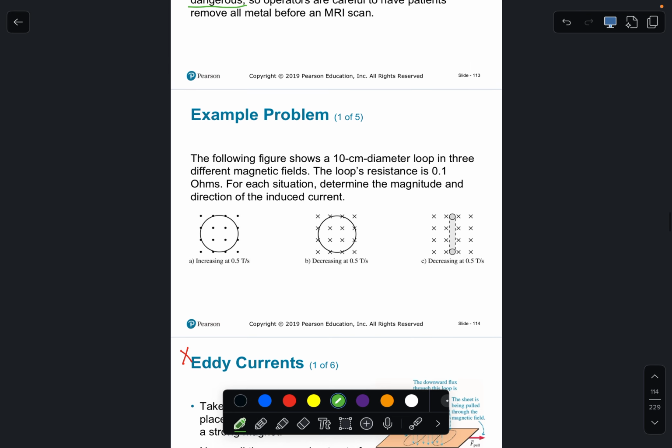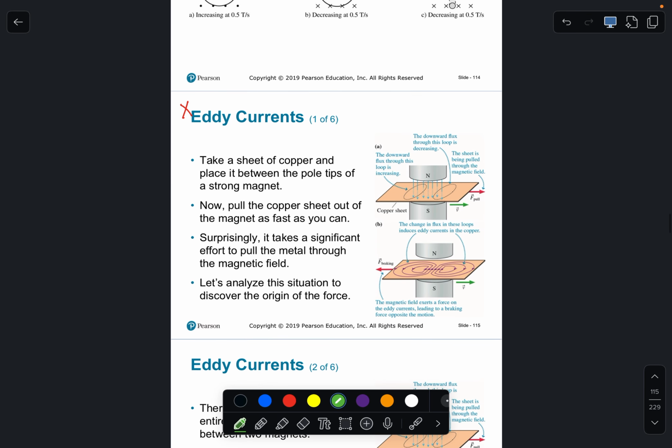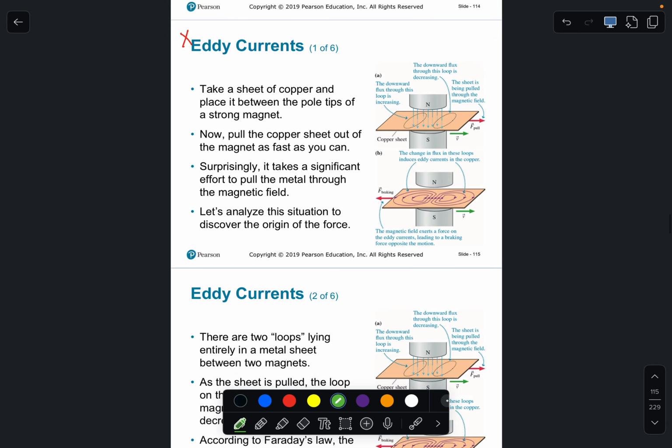And then we talked about eddy current. So that current that exists in the metal as a result of the changing magnetic field, we call that an eddy current.